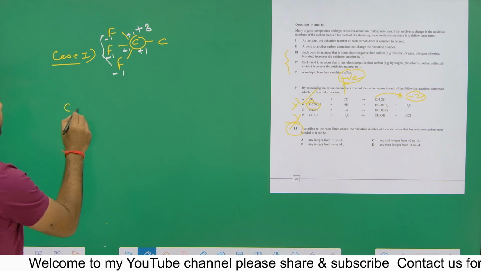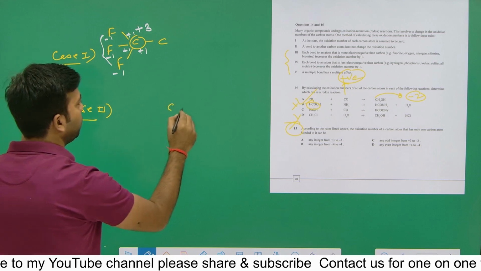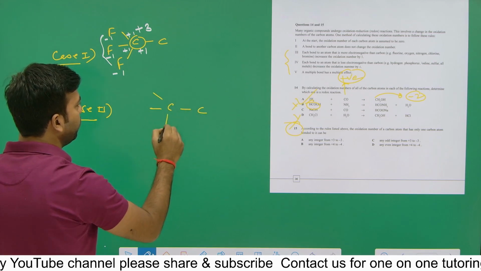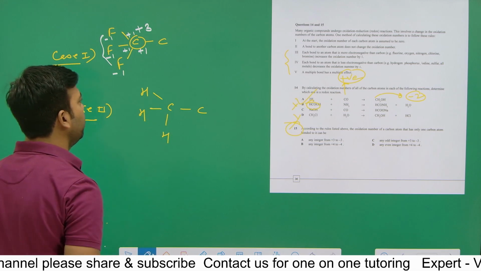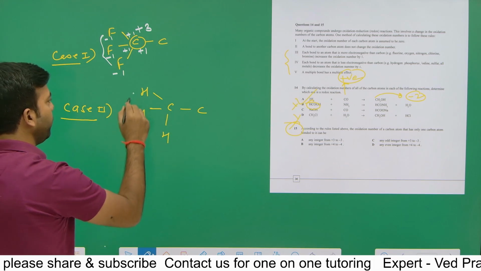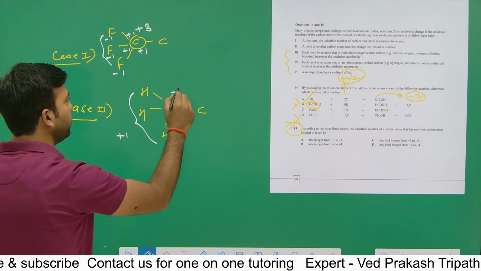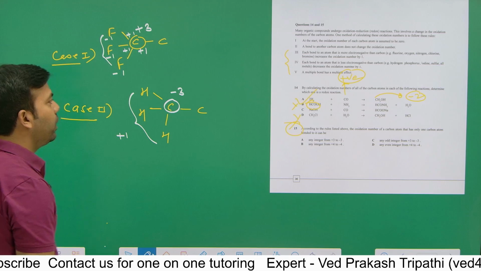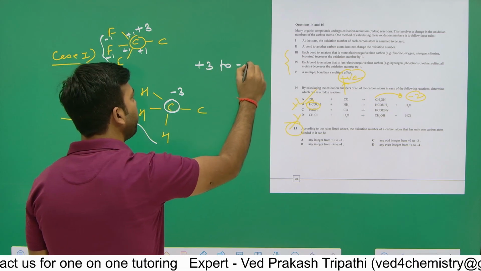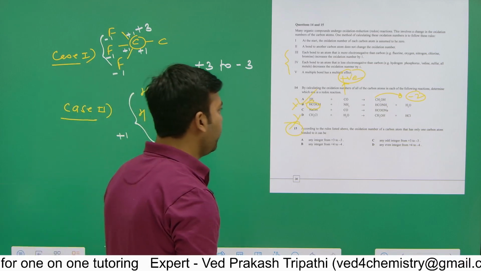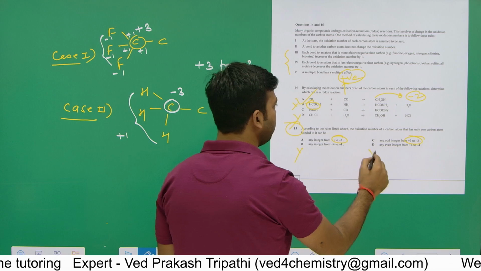Now the next case, case 2. Suppose all the 3 are less electronegative, suppose hydrogen. So here they are all +1. So +3, so carbon will be -3. Clear? So the range is what? +3 to -3. So +3 to -3 in options A and C. So B and D are wrong.